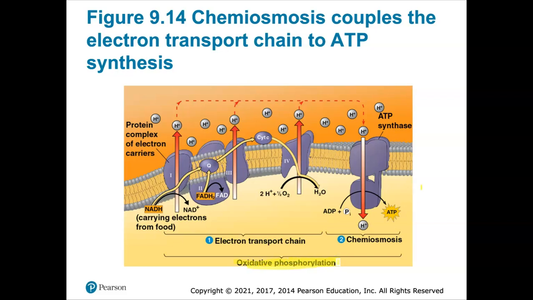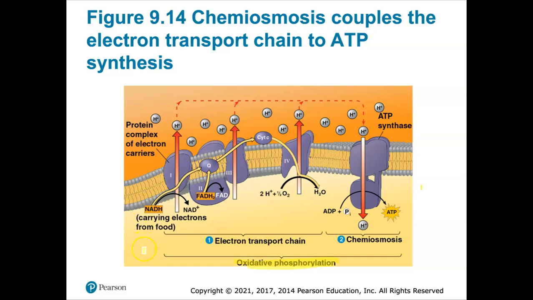So here's what we have. We have the mitochondria, and this membrane, this phospholipid bilayer with proteins embedded, is not the plasma membrane. It is the inner membrane of the mitochondria, because the mitochondria has an outer and an inner membrane. It's a double membrane organelle. So this is the inner membrane.